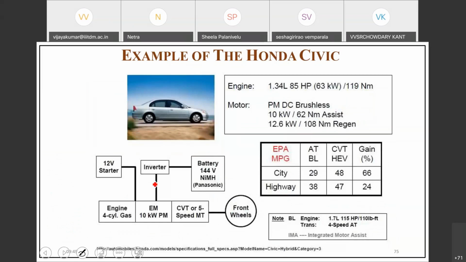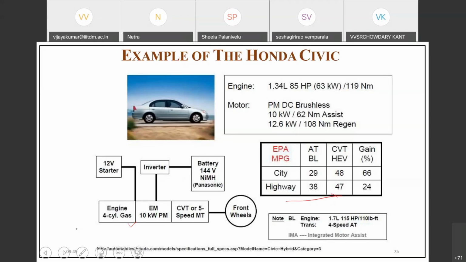At the same time, if you look at the other models, they have come up with different types of drivelines, or rather, different sources and hybridization. Here also we have the gas engine. This is also a hybrid model, from Honda. They have a 10 kilowatt permanent magnet machine. That permanent magnet machine is connected to the drive, connected to your front wheels, and it can be driven by the battery inverter, right? So these are both connected in parallel. The performance and all is given in these tables. You can check it out.